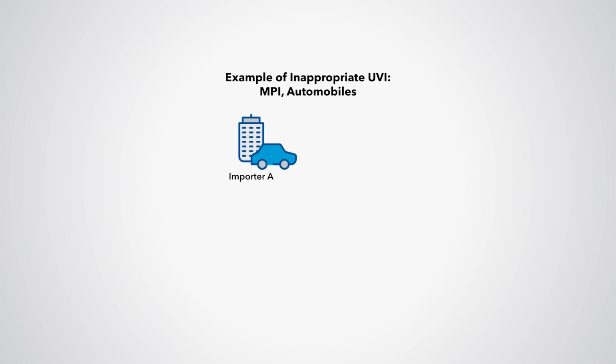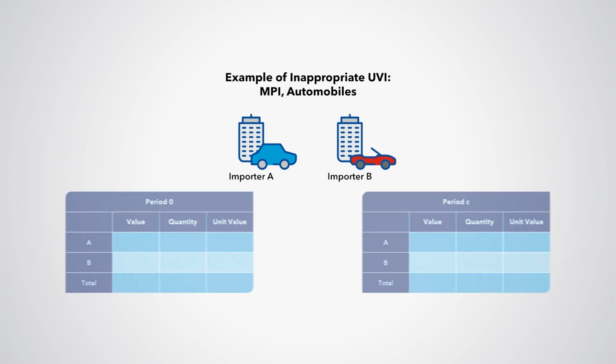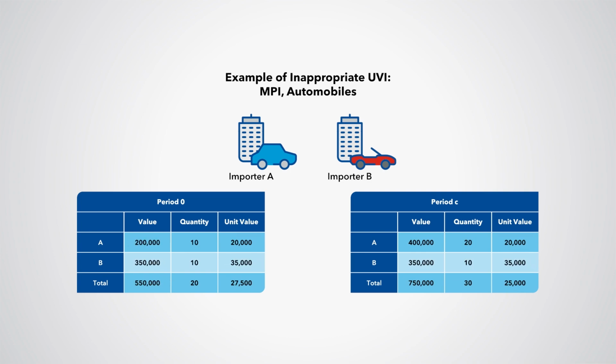Let's understand this with an example of an inappropriately used UVI. Here, importer A specializes in importing Fiats, while importer B specializes in importing Mercedes. While the individual unit values of the Fiats imported by A and the Mercedes imported by B remain the same between period 0 and period C, the combined unit value of both importers together declines from 27,500 to 25,000. This decline in the UVI would not be appropriate to use in the import price index as it represents a shift in the types of cars imported and not a change in the price of the same constant quality of cars.